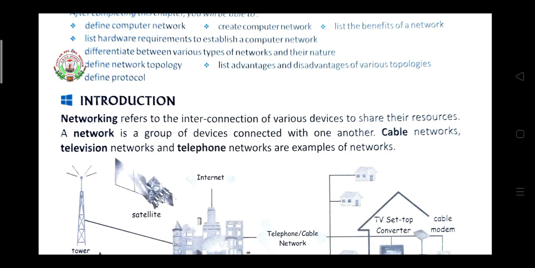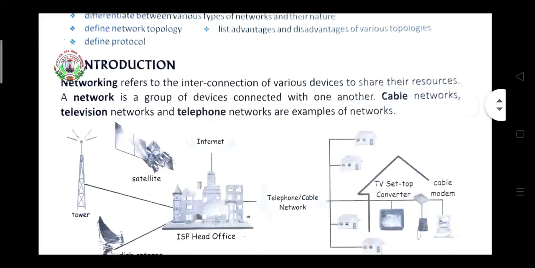Networking refers to the interconnection of various devices to share their resources. A network is a group of devices connected with one another. Cable network, television network and telephone network are examples of networks. So students, network means interconnection of various devices. If you want to talk with anyone or share any resources with anyone, you need a network. So a network is a group of different devices connected with one another.